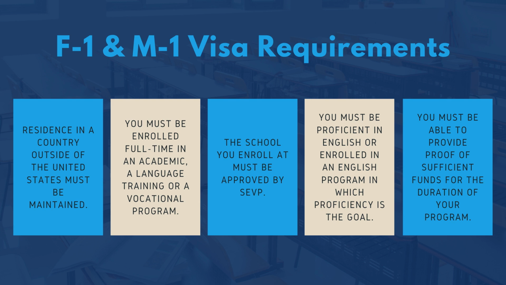Second, you must be enrolled full-time as a student in an academic, a language training, or a vocational program. Third, the school you enroll at must be approved by the Student and Exchange Visitors Program, or SEVP. Fourth, you must be proficient in English or be enrolled in an English language program dedicated to achieving English proficiency. Finally, you must be able to prove that you have sufficient funds available for the duration of your proposed program. You must meet all requirements in order to be deemed eligible.